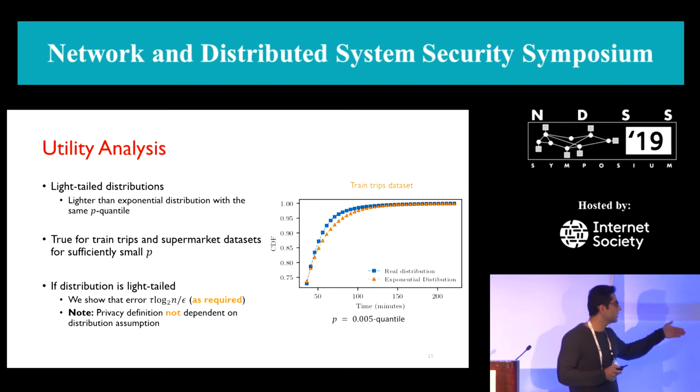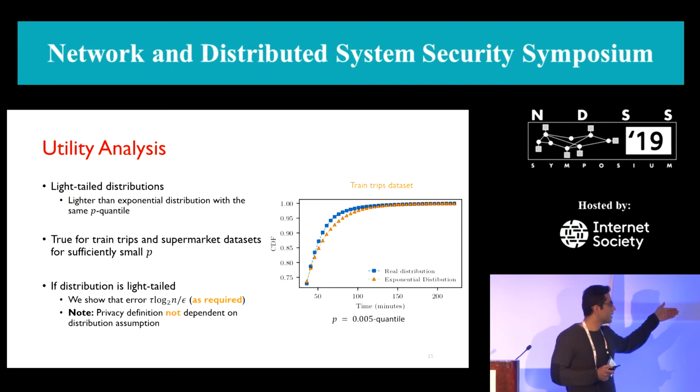So why light-tailed? Because we show that if the distribution is light-tailed, then we get an error of t to the times log of n, which is what we wanted to do in the first place. Crucially, though, the light-tailed distribution assumption is not used in the privacy definition. It's only used for utility.